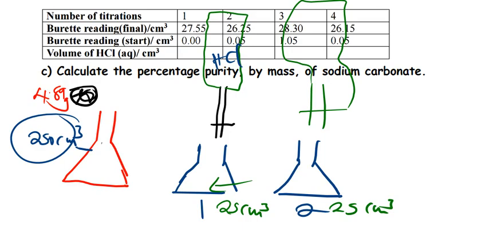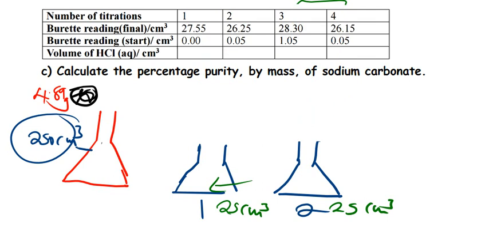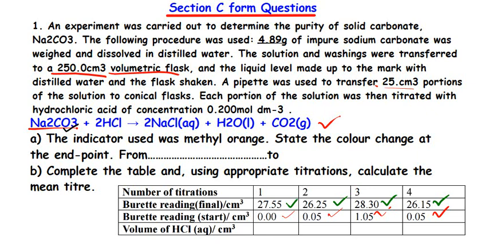Now the readings given in the table are the readings that you are seeing on the burettes. In short, they will help us determine the volume that was required by these portions. The indicator used was methyl orange, and now we need to state the color change at the end point. What we are doing is adding an acid to the sodium carbonate. So what do you think was the color change?